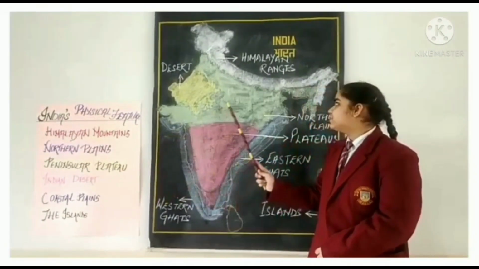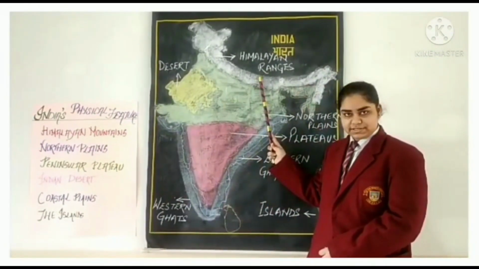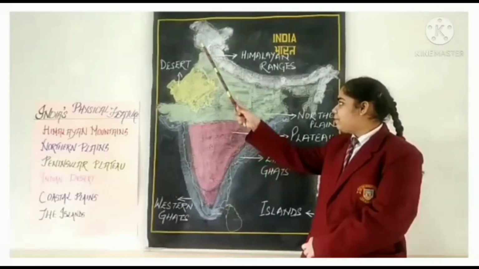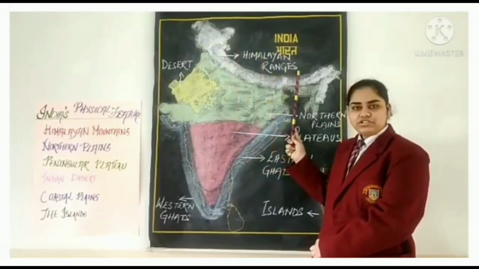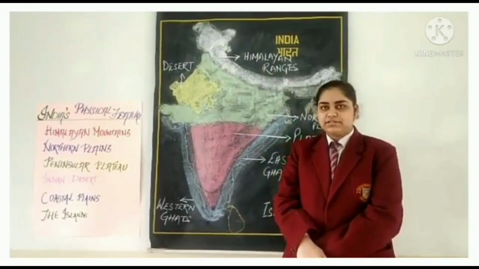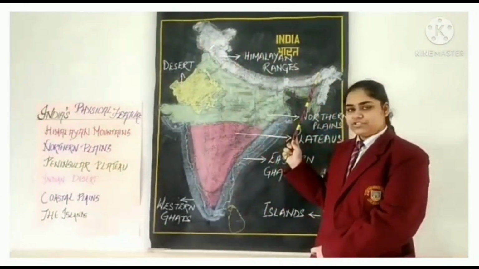The first physical division is the Himalayan ranges. The Himalayan ranges are basically divided into 3 parts: the Himachal, the Himadri, and the Shivaliks. They stretch nearly 2,500 kilometers from Kashmir to Arunachal Pradesh.